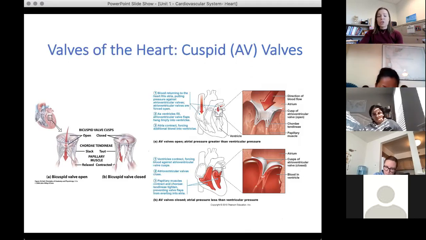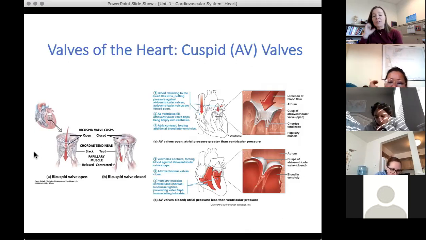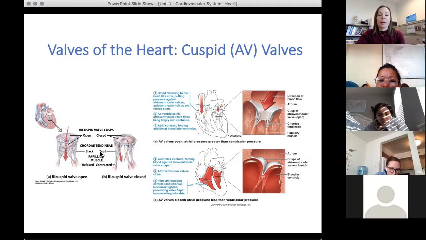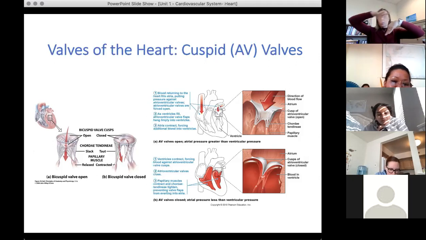Okay, so let me just show you this diagram really quickly of the bicuspid valve, and the tricuspid looks very similar. This always reminds me of a jellyfish when I look at it by itself, but this is the bicuspid valve. So this is what it looks like when it's closed. These are the two valve flaps. Here are the chordae tendineae. This is what the valve looks like when it's open. The flaps open down. So blood goes from up here to down below.